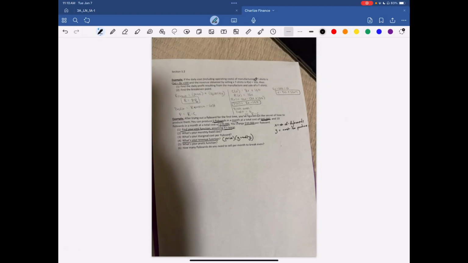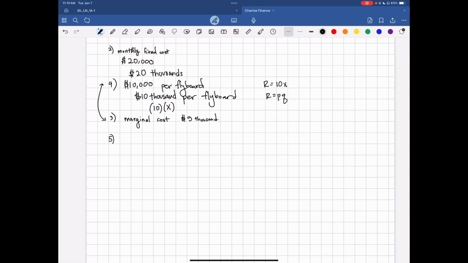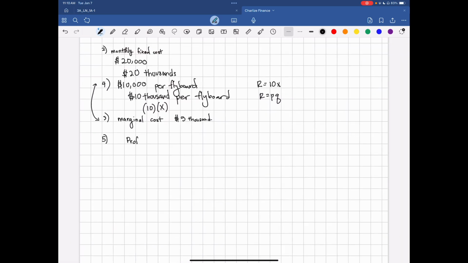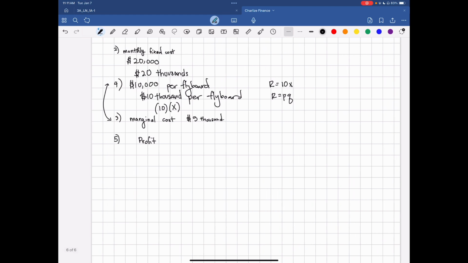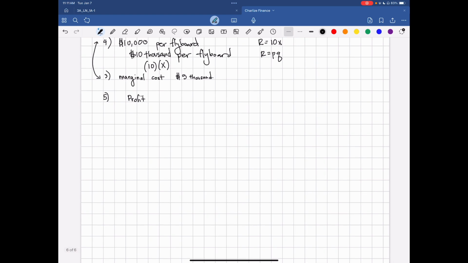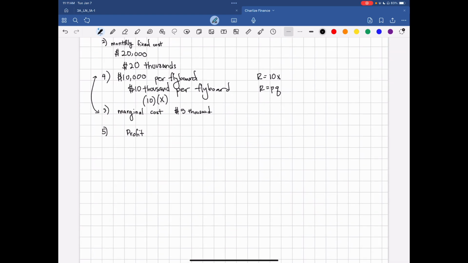what's your profit function? So you have to remember that profit, revenue, and cost are all different things. But profit is the one that counts in the cost and the revenue. So it's counting the revenue I made and the cost that I spent.